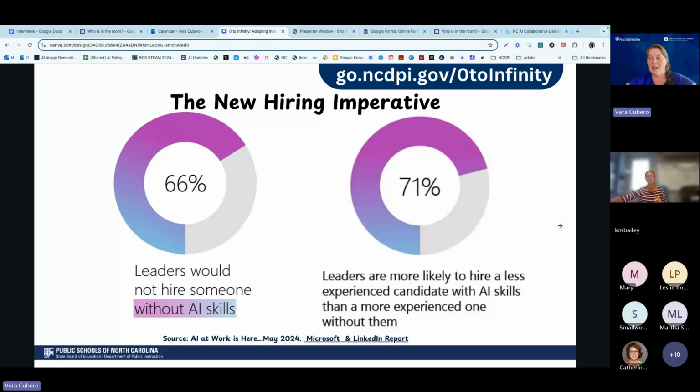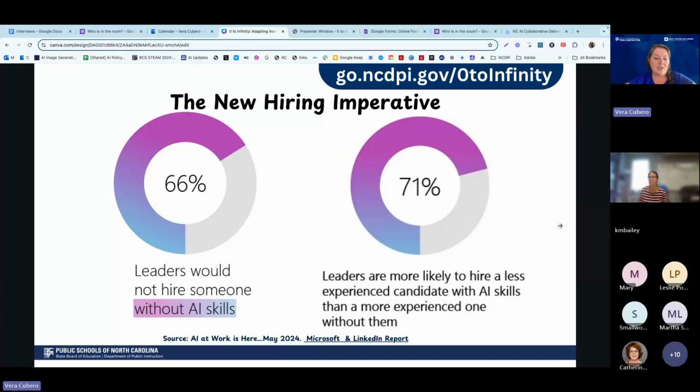And the one on the right, the 71%, is the leaders who said they are more likely to hire a less experienced candidate with AI skills than a more experienced candidate without them. And so they are prioritizing AI skills over experience. And for those of us who've worked our whole lives to gain experience, that stings a little. Actually, it stings quite a bit.